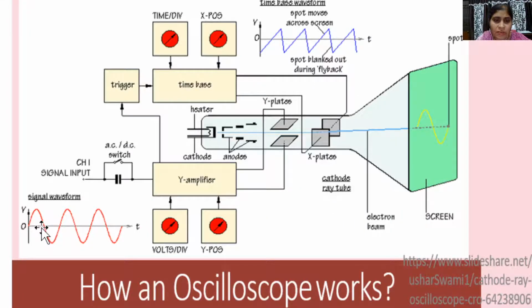The input signal which we want to display, like this signal, is given to the probe, to the cable, and the cable provides this input to the amplifier. This amplifier amplifies the signal, and the output of this amplifier is fed to the trigger circuit. Simultaneously, the output of this amplifier is going to the vertical deflection plates or Y plates. So the input signal is coming on the Y plates.